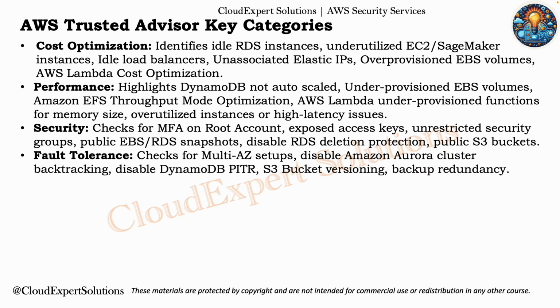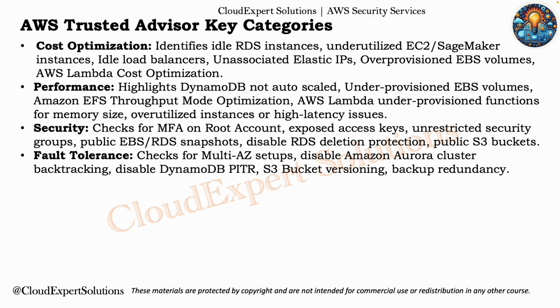Then fault tolerance. This is to make sure your applications are resilient and there is no single point of failure. Examples are a disabled Amazon Aurora cluster backtracking feature, or a disabled DynamoDB point-in-time recovery feature, or maybe any S3 bucket without bucket versioning enabled, or any unavailable backup redundancy.